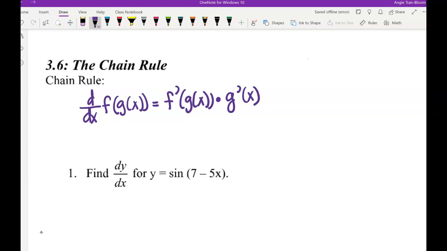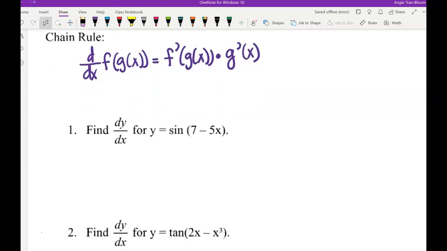Just like that. Now, if you look at example number 1, it says find the derivative, so d over dx for the equation y equals sine of 7 minus 5x. So this is your inner right here. That's a composition, right? So this is your inner and this is your outer. Because usually, guys, sine is just with the sine of x, but right now it says sine of 7 minus 5x. So it's clearly 7 minus 5x is a different function.